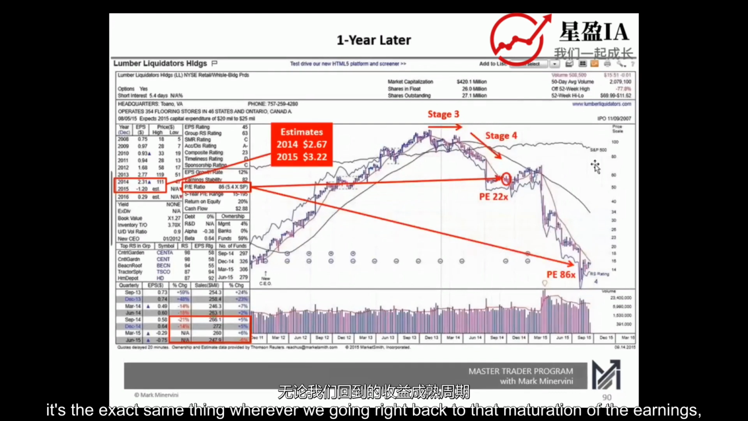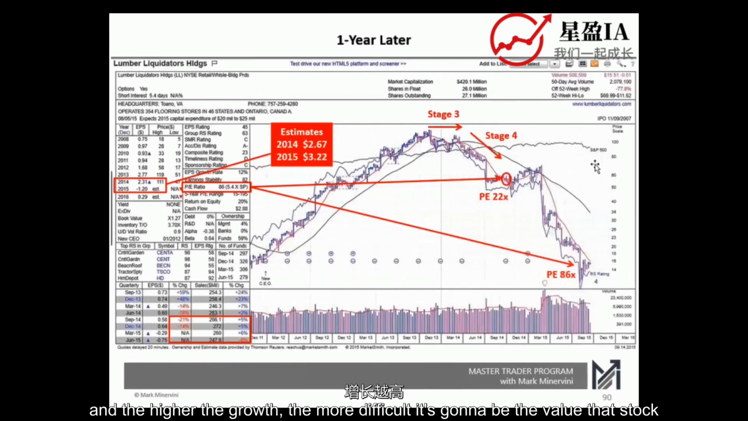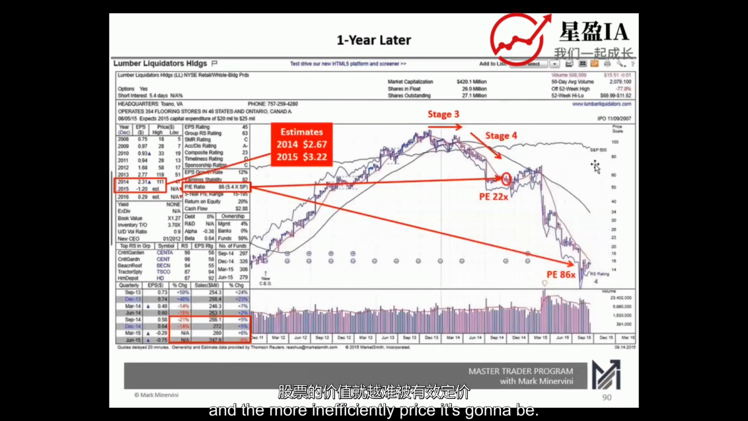You see, it's the exact same thing. Remember, we're going right back to that maturation of the earnings maturation cycle with the surprise models, and going from value to growth, from growth to value, with the surprises on the upside, surprises on the downside. That's all set up and driven by the analyst being slow to react, and the stock not being efficiently priced. And the higher the growth, the more difficult it's going to be to value that stock, and the more inefficiently priced it's going to be.